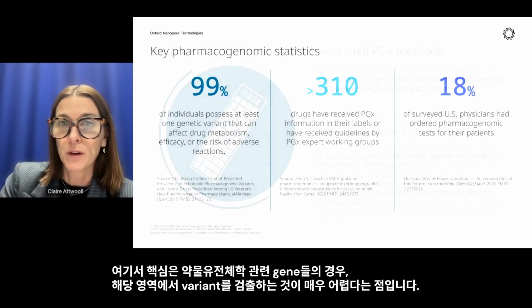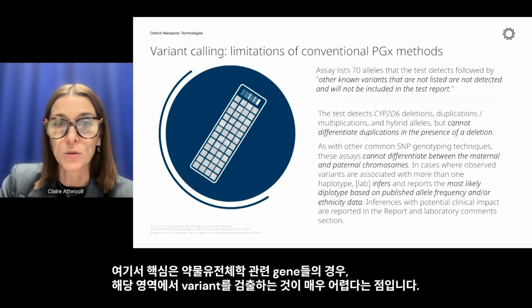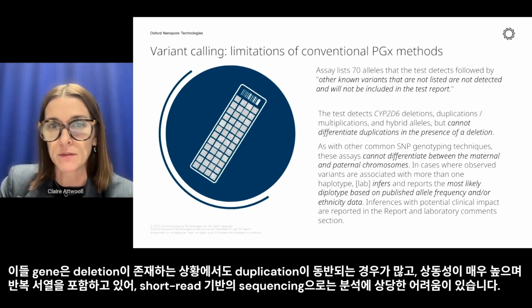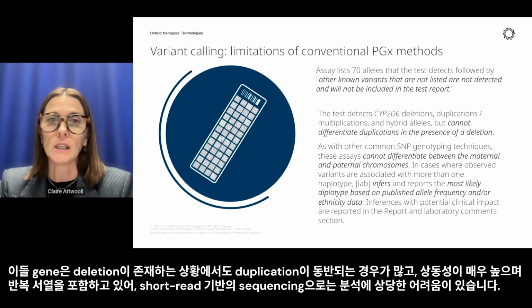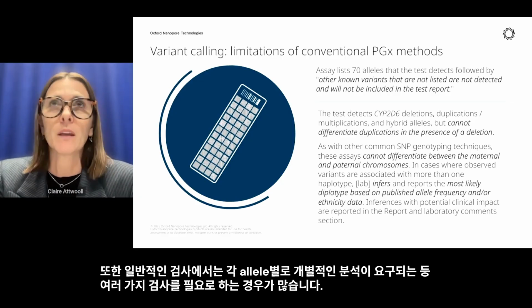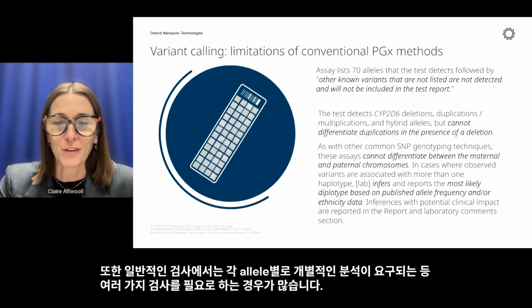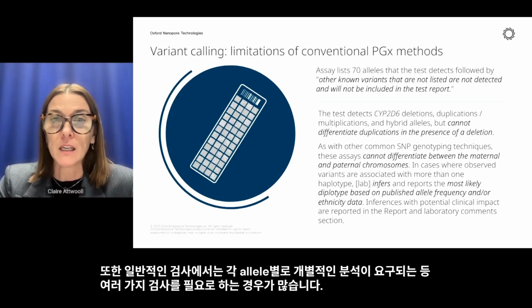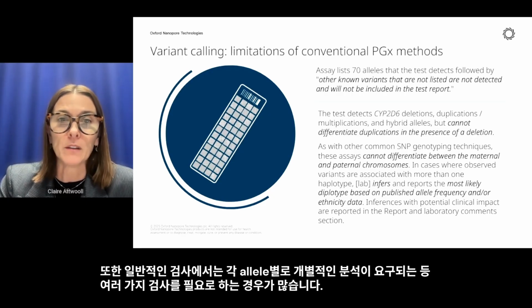The challenge with pharmacogenomics genes, biology is taunting us, is that these are really challenging regions to detect variants in. They often have duplications in the presence of a deletion. They are highly homologous, they are repetitive, so short read sequencing really struggles, and testing in general often requires multiple different tests for each allele that you will be looking at.